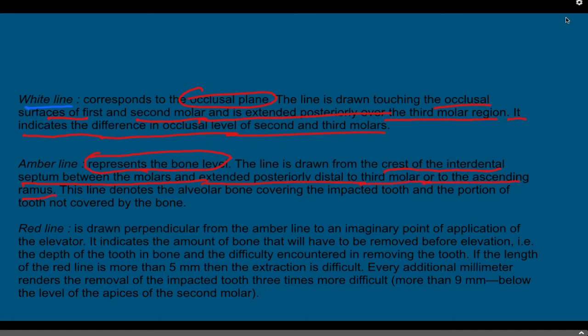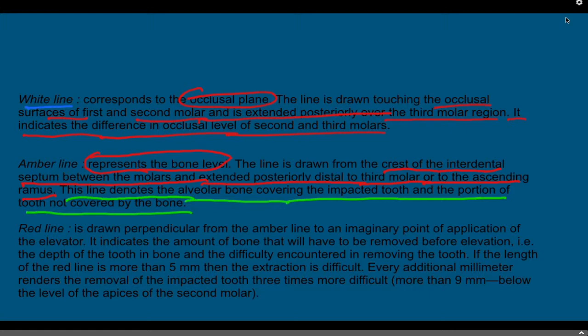The main important aspect that you have to focus on is that it denotes the alveolar bone covering the impacted teeth and the portion that is not covering the impacted teeth. It gives the amount of bone that is covering the impacted teeth and that is not covering the impacted teeth. So that is about the amber line.